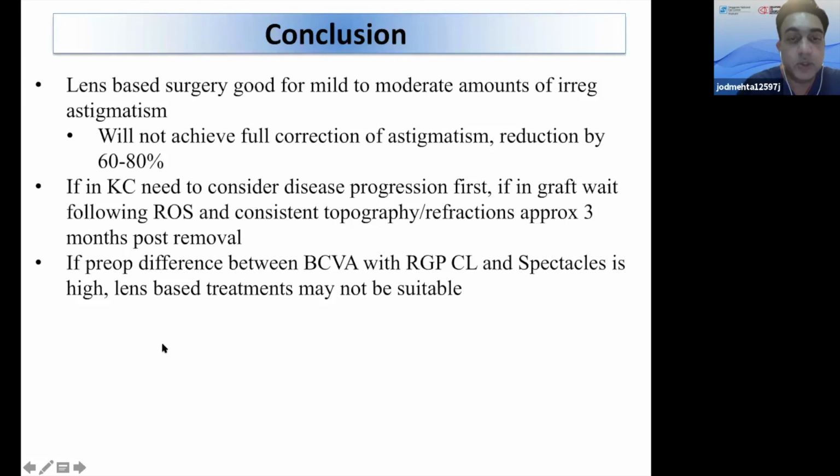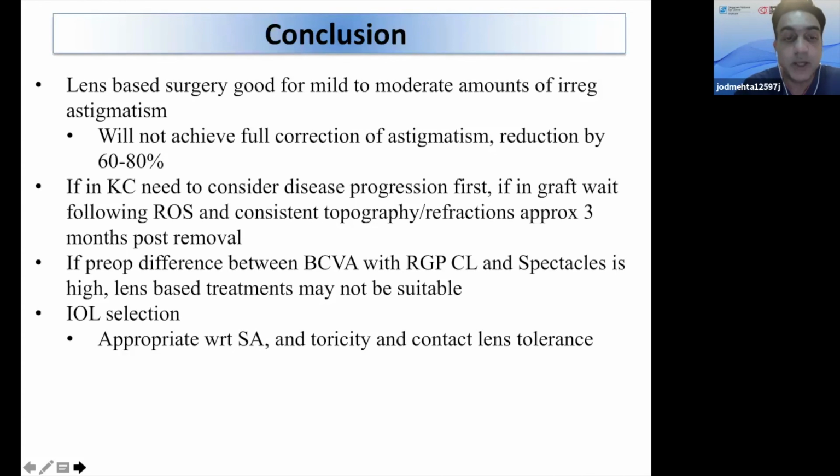If there's a difference between the pre-op visual acuity with the contact lens and the spectacle lens, you must basically tell the patients that it's unlikely they're ever going to achieve what they're going to basically see with that contact lens in situ. So it's important that they understand that beforehand, because you're never going to achieve that with a lens-based treatment as well.